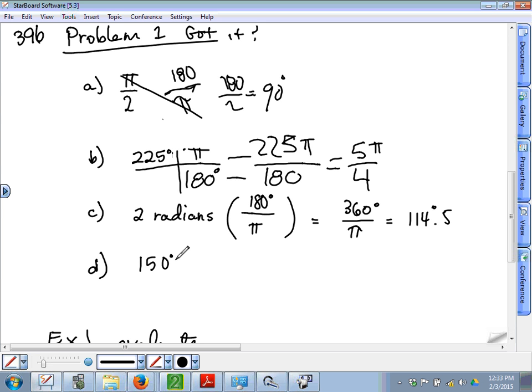Okay, part D, what was it, 150? What was the question on part D? 150? Okay, well, where does the degrees have to go? On the bottom? So that way the degree symbol can cancel out. You have 150 pi over 180, which is 15 pi over 18, which is 5 pi over 6. Okay, go to your unit circle.